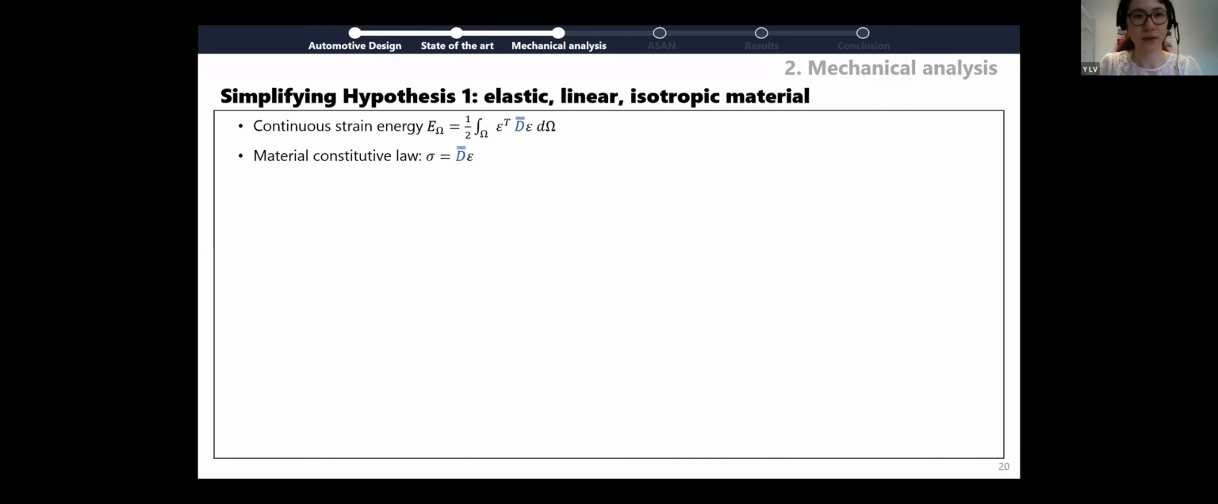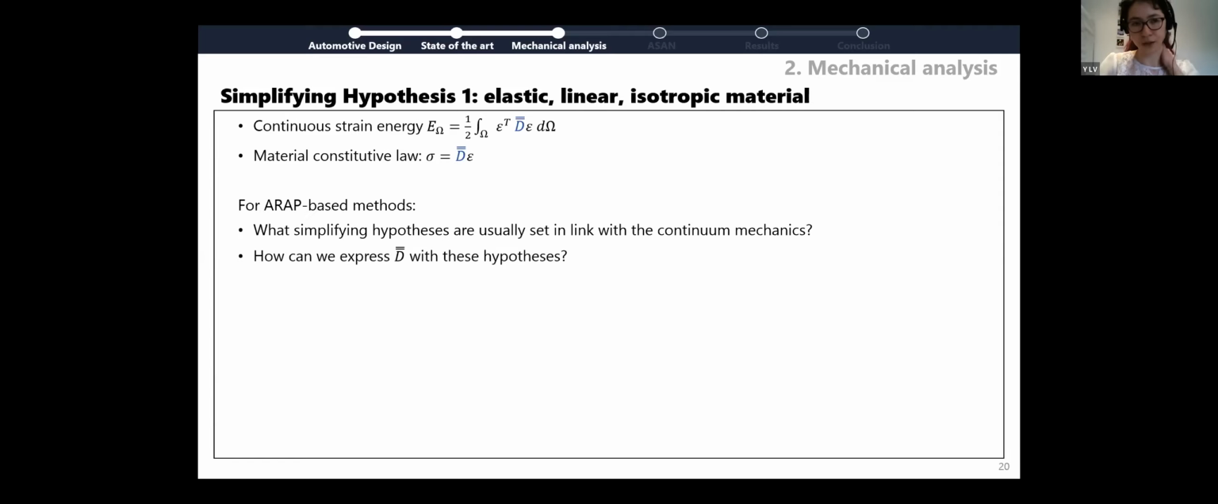So this strain energy involves the tensor D, and this tensor D relates stresses and strains in the material constitutive law. So now if we take a look back at our surface deformation methods, the questions are, what simplifying hypotheses are usually set in link with the continuum mechanics, and how can we express D with this hypothesis?